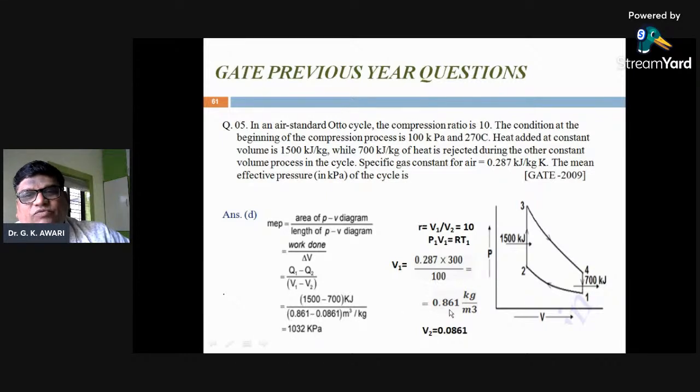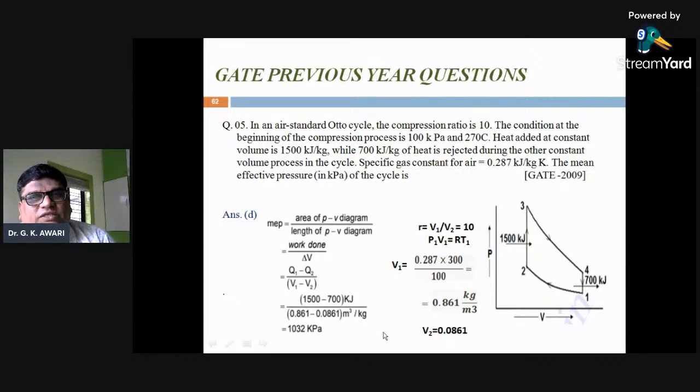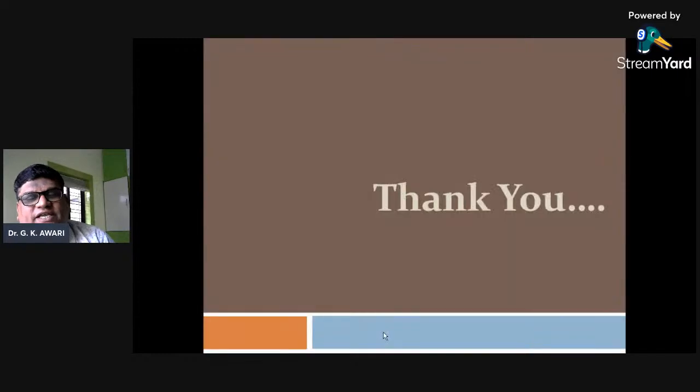So the V1 value which we have calculated is 0.861. P1 V1 is equal to RT1. Then the V2 value we have to calculate, that is 0.0861. And finally the answer comes out to be 1032 kilopascal. So this is the fifth question on the Otto cycle.